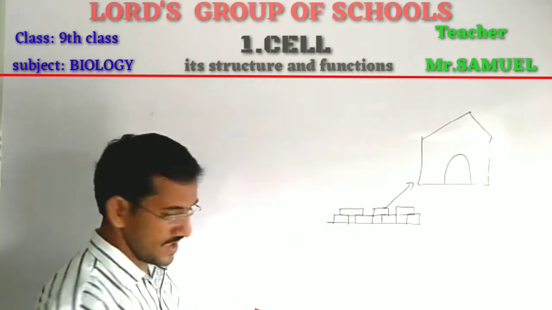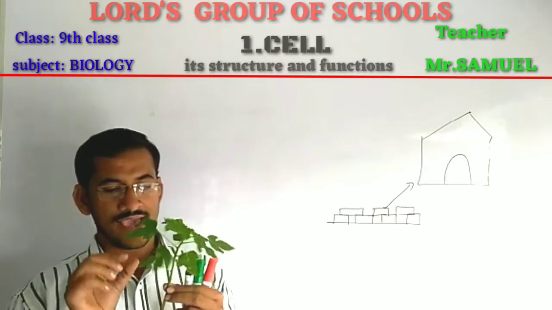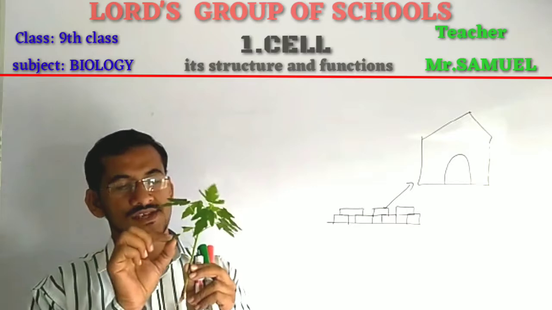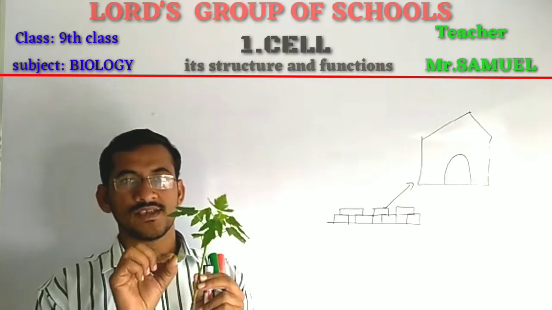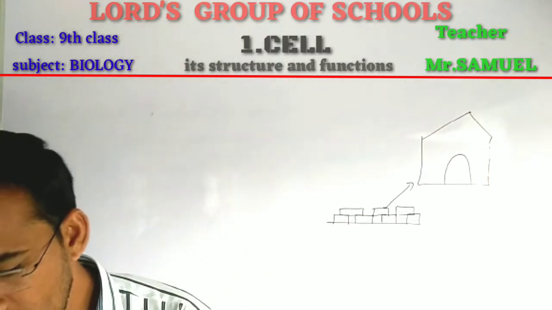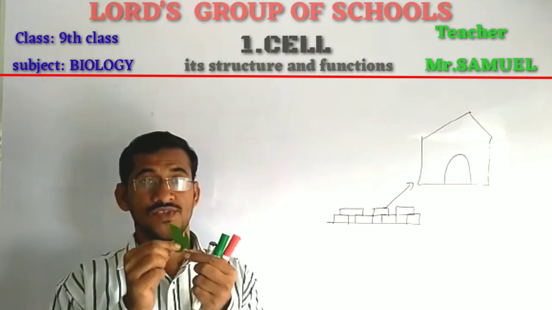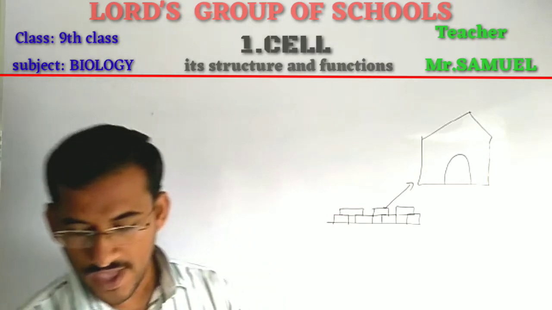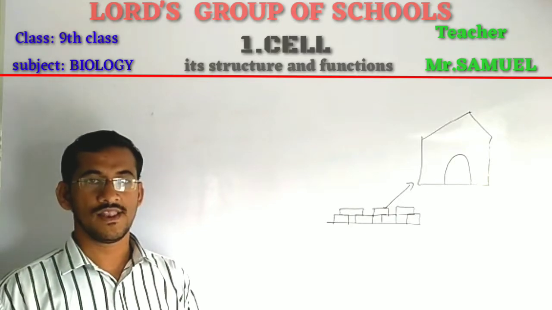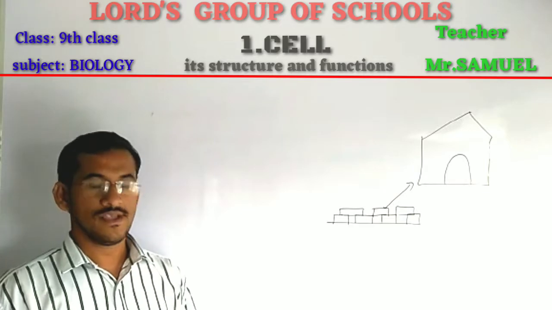In the same way, a plant has leaf, stem, branches and roots. Each and every part of the plant is made up of cells. For example, take a leaf. This leaf is made up of some thousands of cells. In the same way, even a small ant is also made up of cells. So, each and every living thing is made up of cells.